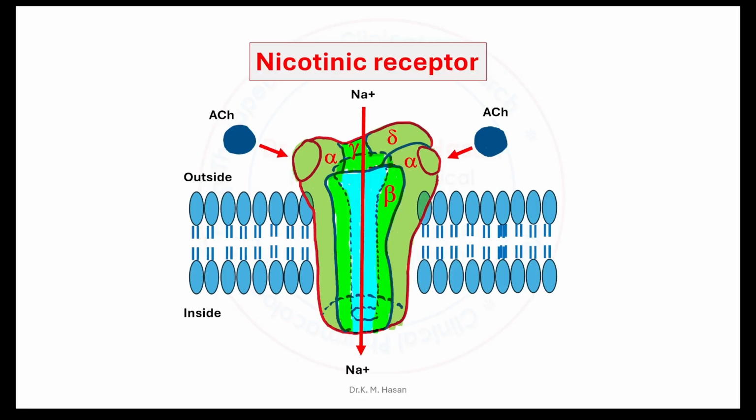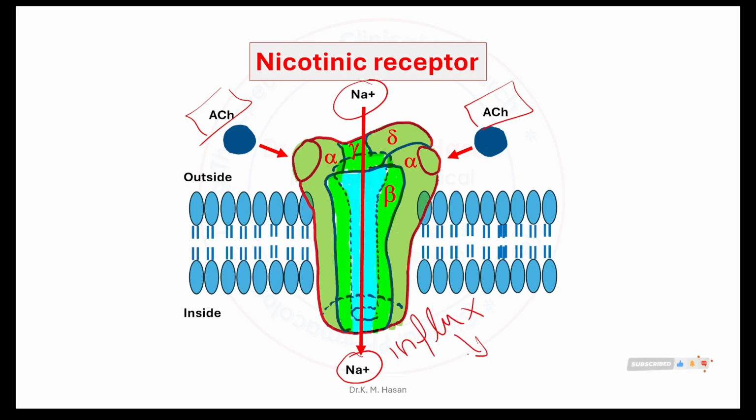Okay, the nicotinic receptor is considered a type of ligand-gated ion channel. As you can see here, we have 2 molecules of acetylcholine, ACH, binding to the acetylcholine site on the nicotinic receptor. This will activate the nicotinic receptor and open the sodium channel, allow sodium to influx inside the cell, and this will cause depolarization and action potential, and the result will be skeletal muscle contraction.